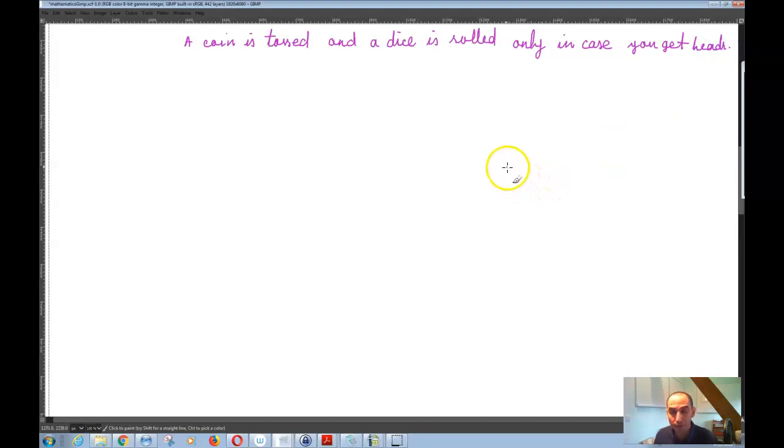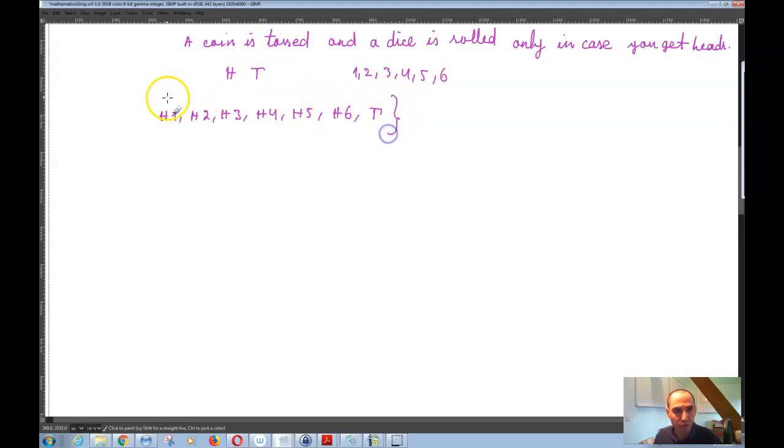So that means that when you toss a coin, you will get either heads or tails. If you get a head, then you throw a dice as well. So if you throw a dice, you will get 1, 2, 3, 4, 5, or 6, any of these. So you would get H1, for example, H2, H3, H4, H5, and H6, and then if you get tails, then nothing happens. So that would be your sample space.